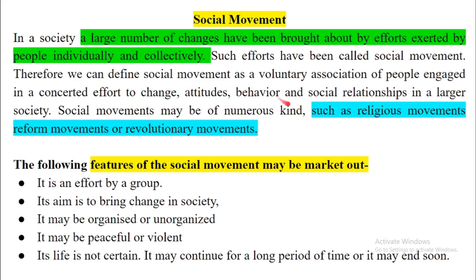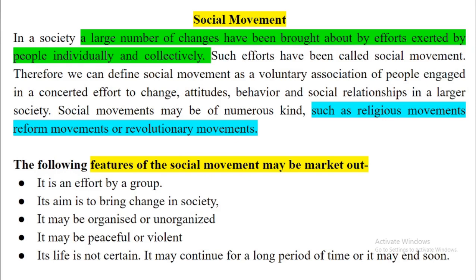Social movement may be of numerous kinds. So it may be in the form of religious movement, reform movement, and revolutionary movement. So these are examples of social movement. Religious movement can be a social movement, then reform movements, then revolutionary movement.